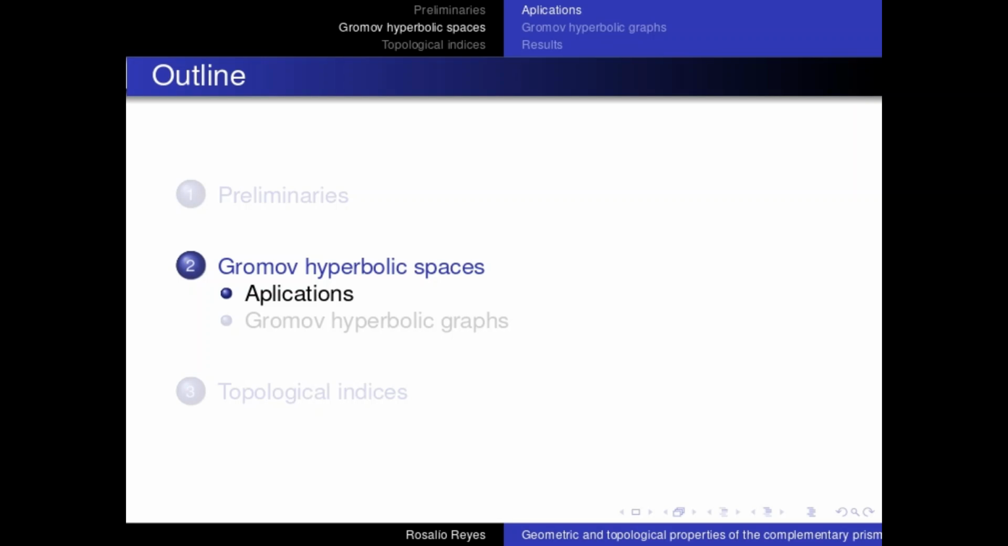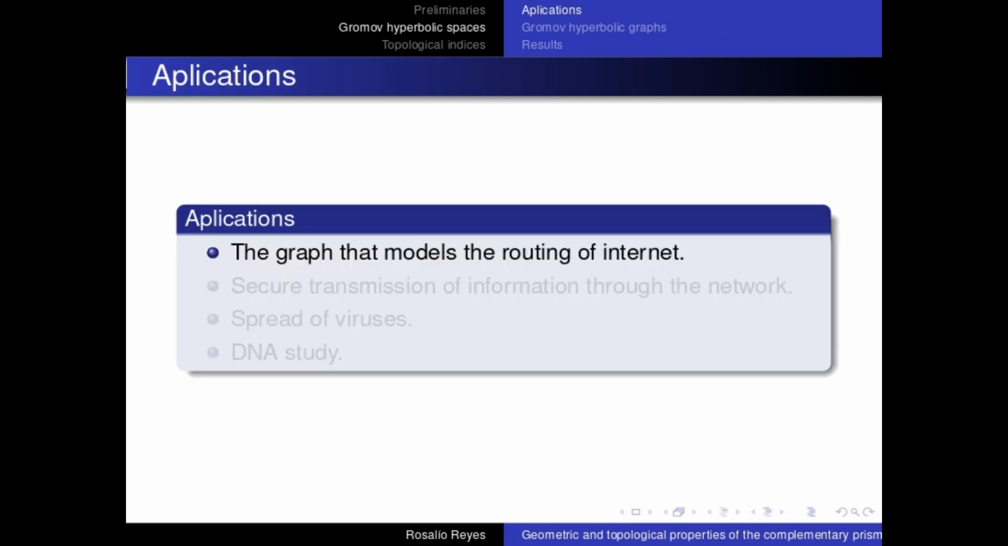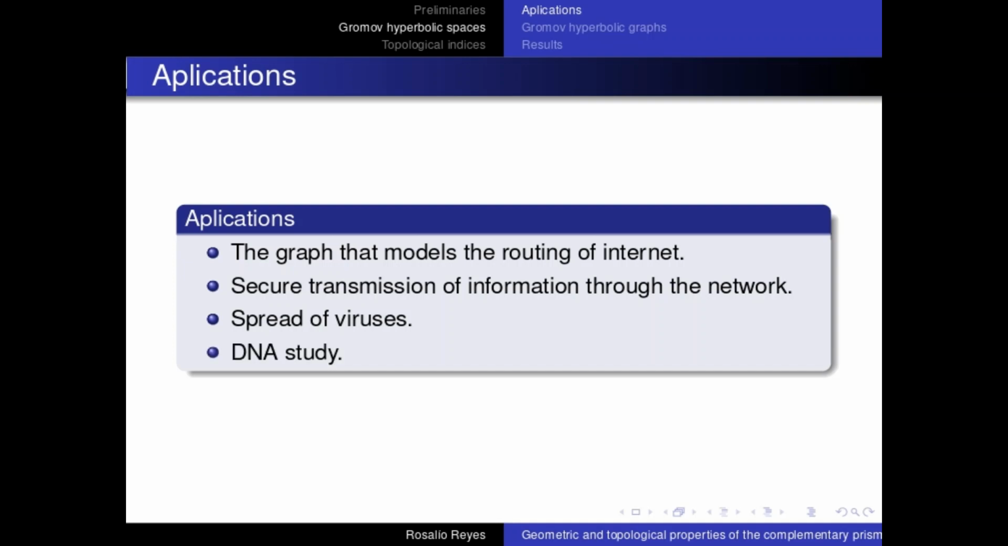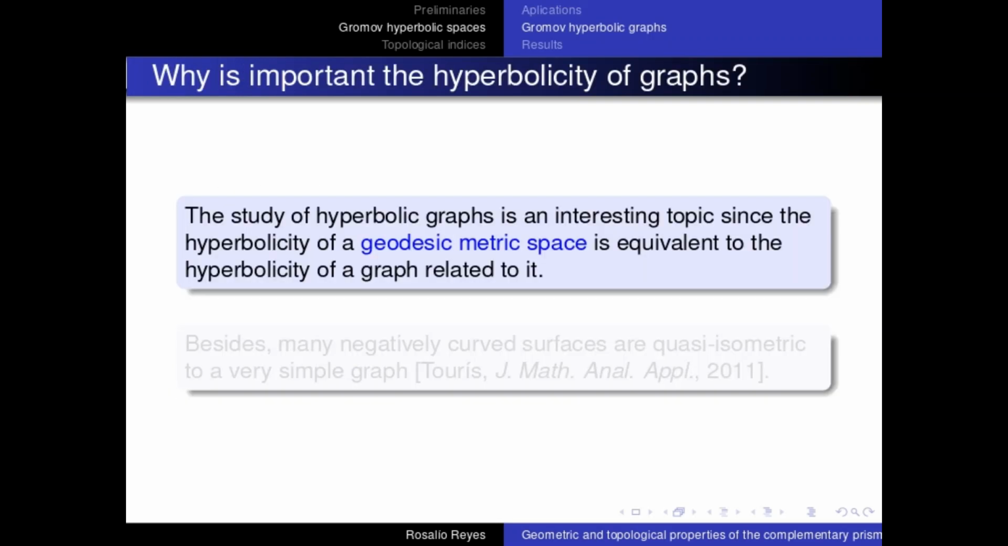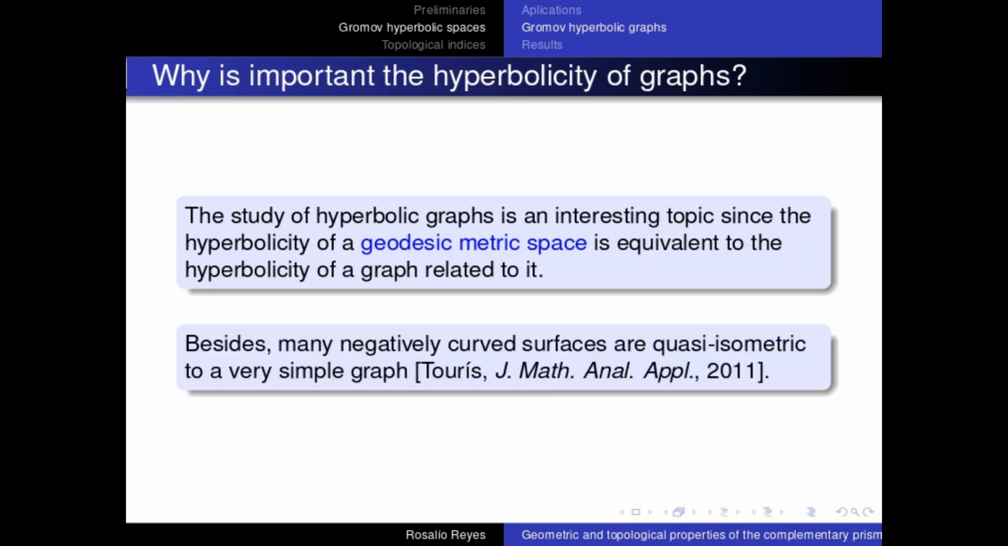Among the most prominent applications are the graph that models the routing of Internet, secure transmission of information through the network, spread of virus, and the DNA study. Furthermore, the study of hyperbolic graphs is important because the hyperbolicity of many geodesic metric spaces is equivalent to the hyperbolicity of the graphs associated to these spaces. Let's now turn to the analysis of the complementary prism from this perspective.